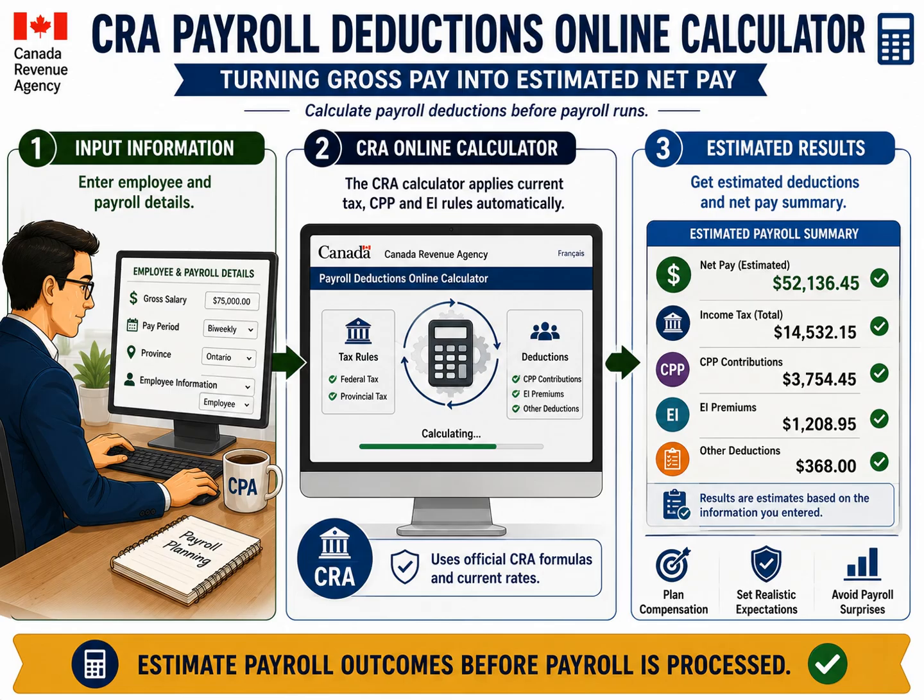The key lesson from this slide is simple. The CRA Payroll Deductions online calculator is a planning tool. It allows practitioners to convert gross pay into estimated net pay before payroll is processed. By entering payroll information, reviewing estimated deductions, and analyzing expected net pay, professionals can make better compensation decisions and help clients understand the real financial impact of their payroll choices. That is why the calculator has become such an important part of modern payroll planning.